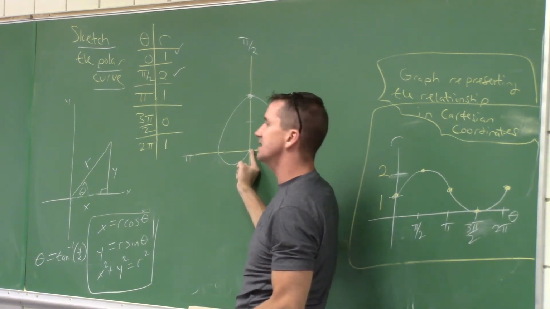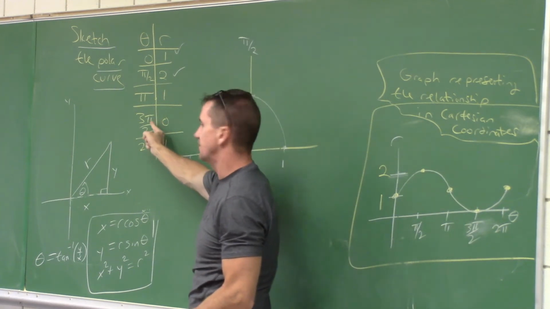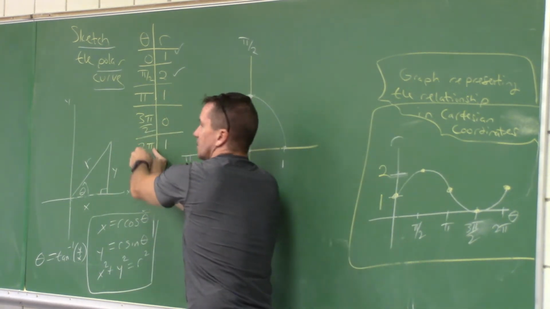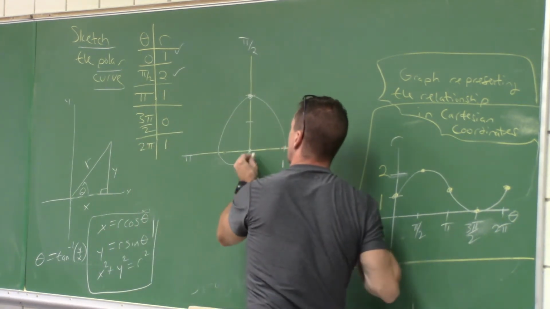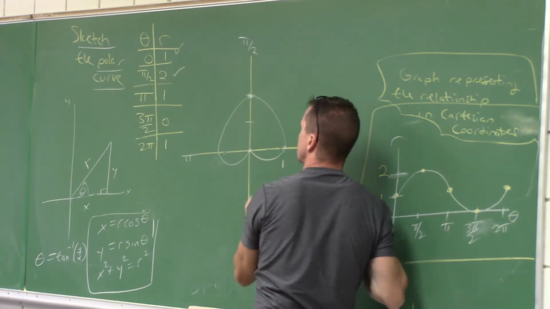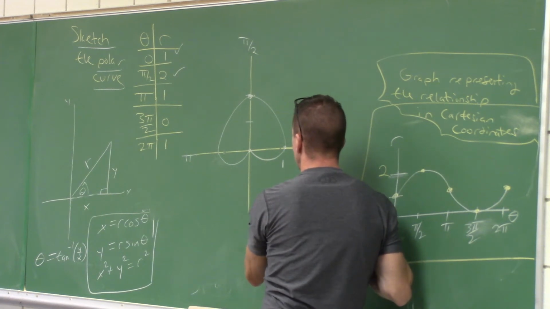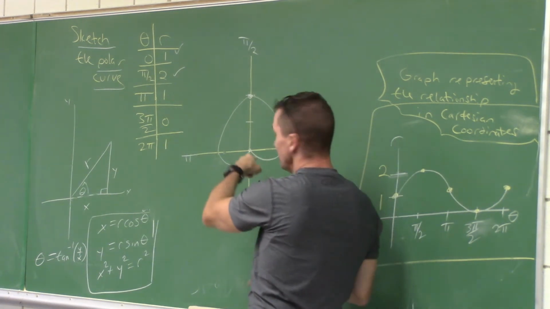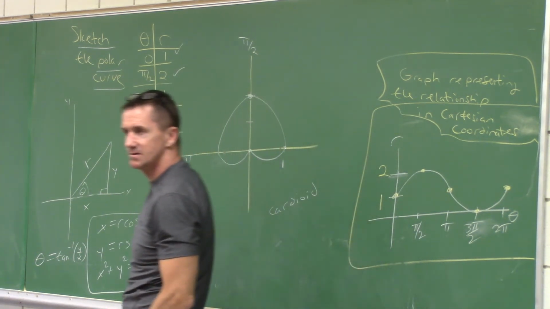Now, one last thing, because you'll see symmetry. To finish out this curve, I got to go from here to here. What's going on when it's at 2 pi? How far away from the pole will it be? And what does it look like? They call this a cardioid. It looks like a heart, like an upside down heart.